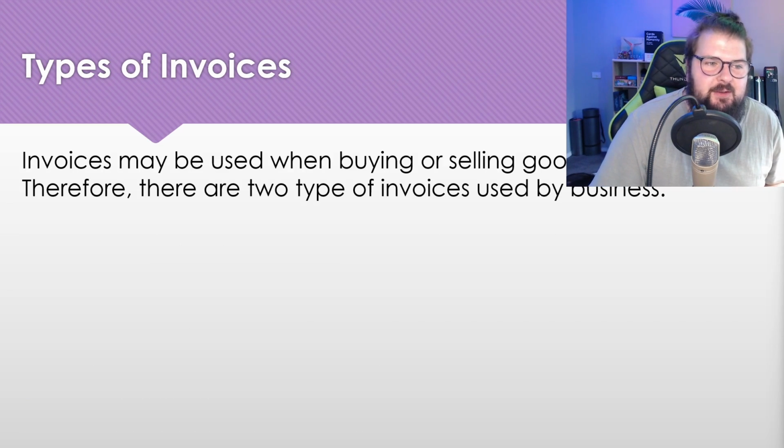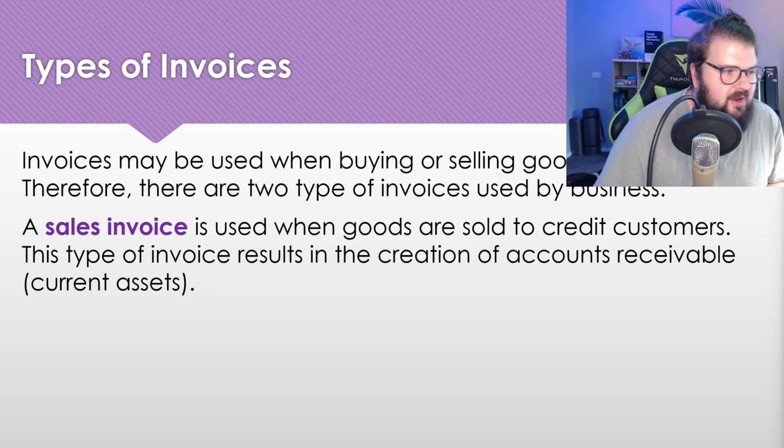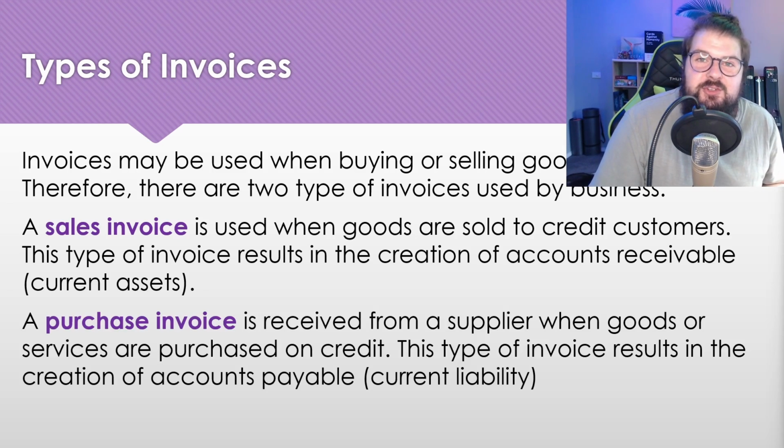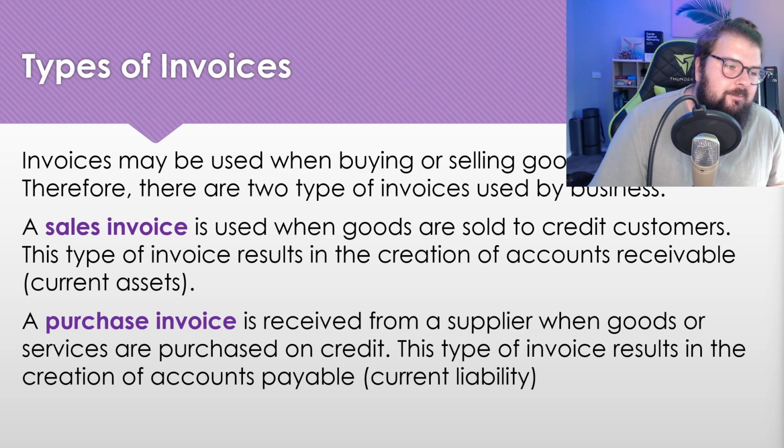Now, obviously, if we are selling something, then we'll have a sales invoice. Okay? So this is what we give to our accounts receivable, the people that owe us money, and we treat them as a current asset. So we treat their promise of cash to be pretty much as good as cash. We also have purchase invoices that we receive when we're buying things. In this case, we consider them an account payable or a current liability.